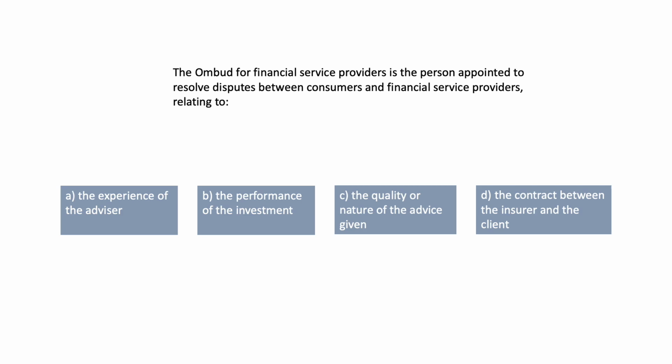Pause the video here and think about the answer. The answer is option C. The role of the FAIS Ombud is to resolve disputes relating to the quality and/or nature of the advice given.